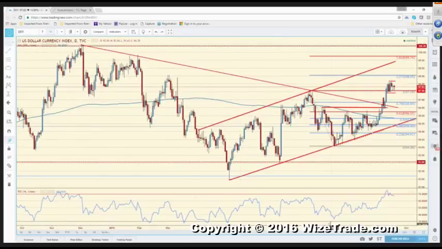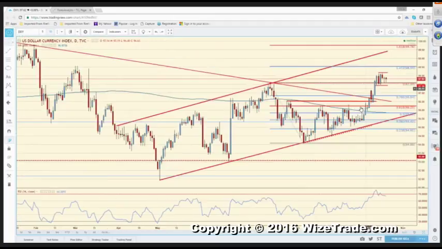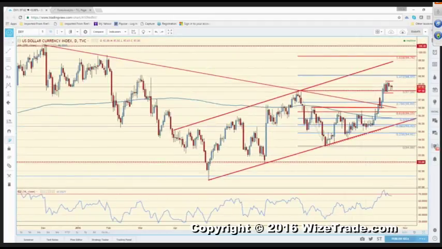So here's the dollar index. Let me ask you guys this question, really quick. What do you notice? What do you think I'm looking at as far as a key observation with the dollar index? What are some key observations about the dollar index? There's no right or wrong answer, but what are some key observations here about the dollar index? What do you guys see?